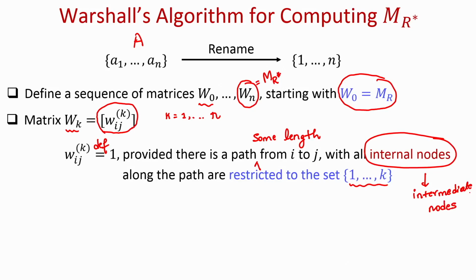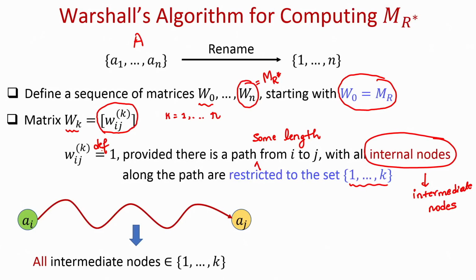If there are no intermediate nodes, that is fine. I may have a direct edge from the node i to node j, that is fine. The condition here is that if at all there are any internal nodes along the path from the node i to j, they should be within the set 1 to k. That means only the nodes 1, 2, 3 up to k are allowed as intermediate nodes in that path from the node i to j. If such a path is there, I will say that the i comma jth entry in the matrix W k will be 1, otherwise 0.